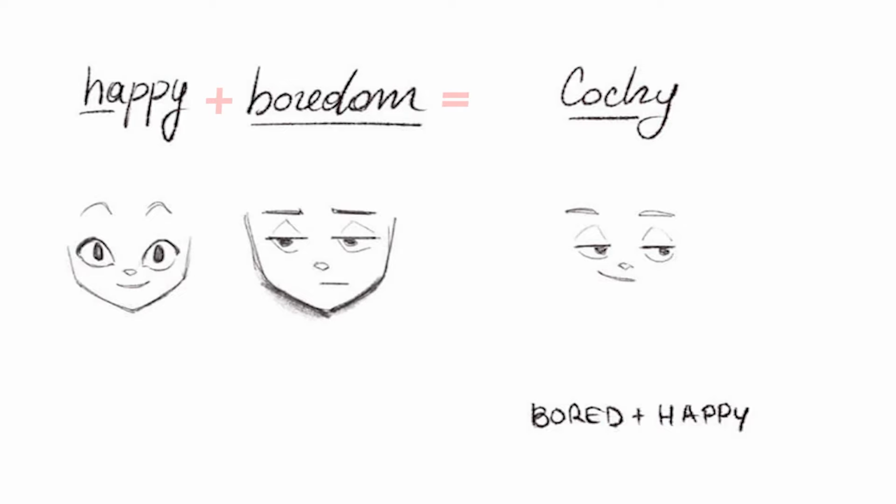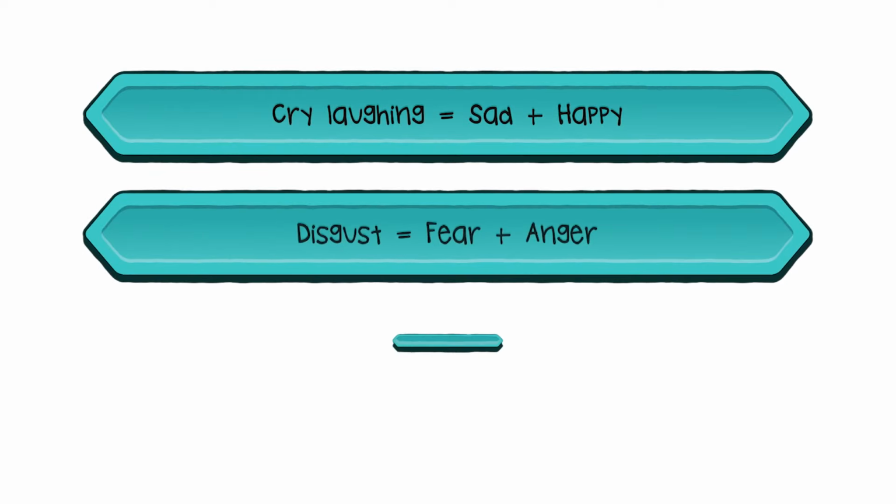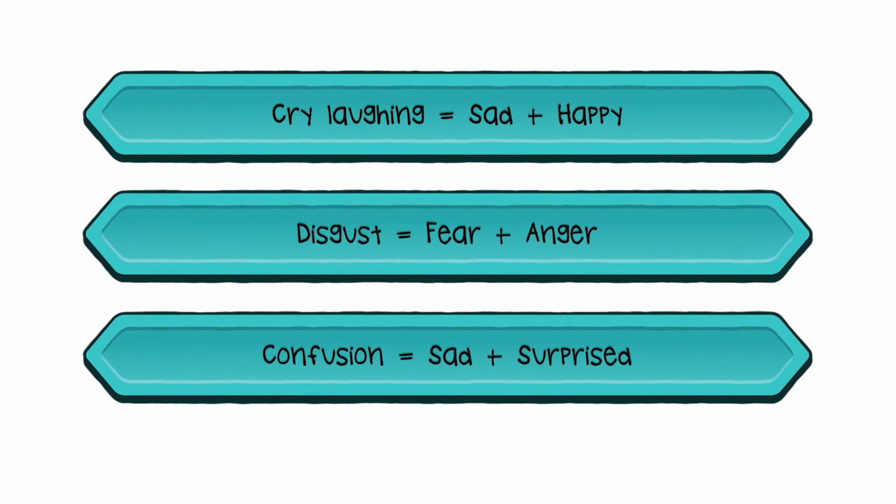These were just 2 examples. I wrote down a few other examples of complex emotions that can be considered a mix of the simple ones, or also called the basic 6.